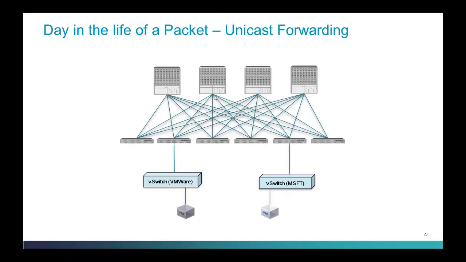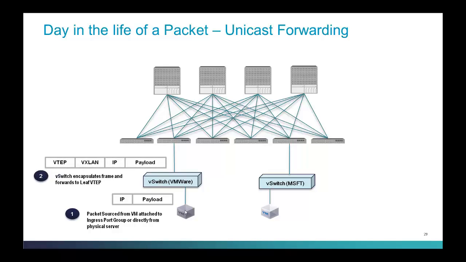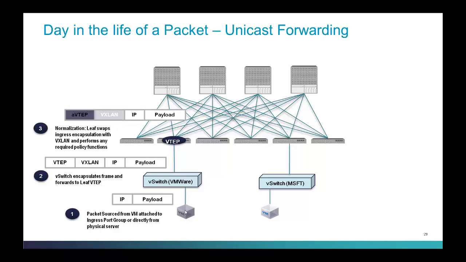So this is the day in the life of a packet. We've got a packet here sourced from a VM attached to an ingress port group. The vSwitch happens to tag it with the VLAN you want to use for whatever endpoint group you want it to be in. The vSwitch will then encapsulate it with a relevant header as well. This is where normalization occurs.